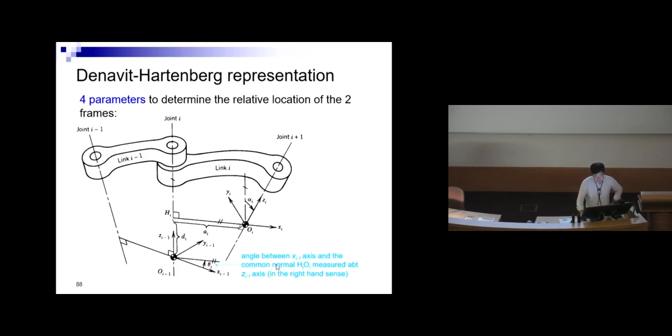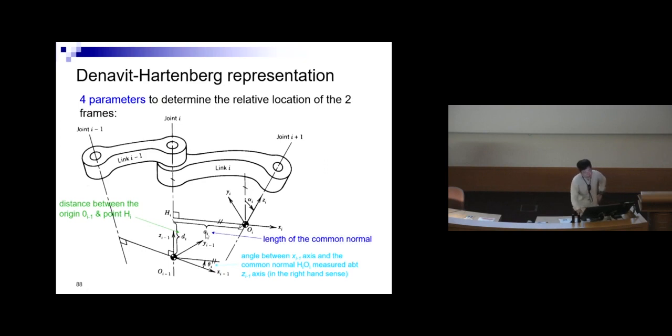The first parameter is the angle between the Xi minus 1 axis and the common normal, measured along the Zi minus 1 axis in the right-hand sense. You have this angle if you have a revolute joint. So theta i will be there if you have a revolute joint. And then di is the distance between the origin Oi minus 1 and point Hi. This one will be for your prismatic joint.